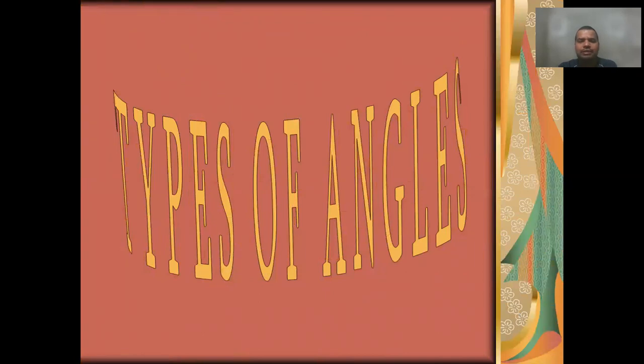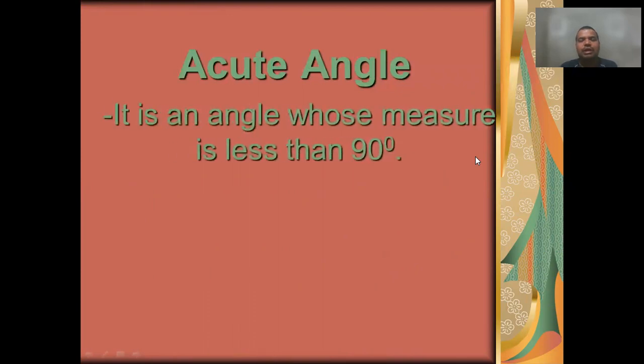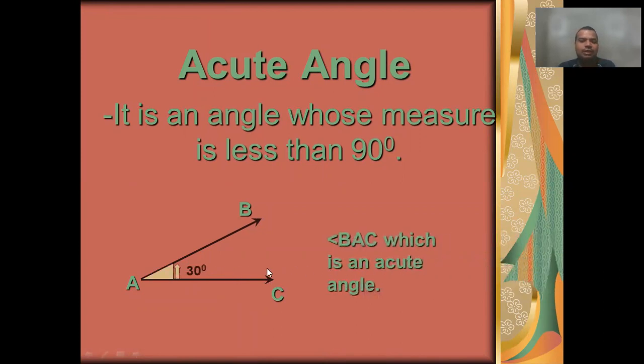Now, types of angles. Before going on to the classification of triangles, we need an understanding of types of angles. Coming to the first type, the acute angle. What is an acute angle? It is an angle whose measurement is less than 90 degrees. Here you can see an angle made up of AB and AC, and the angle between these two is 30 degrees, which is less than 90 degrees. So what will we call this? It is an acute angle, right?